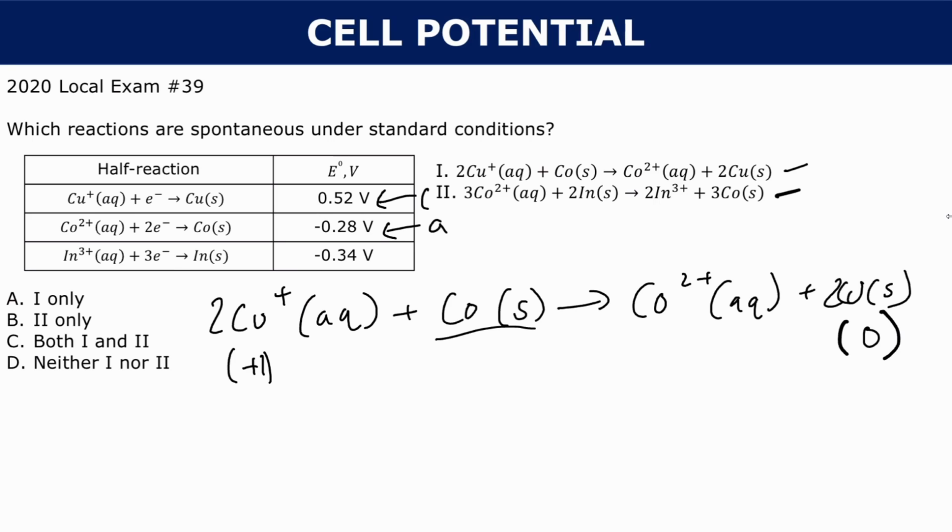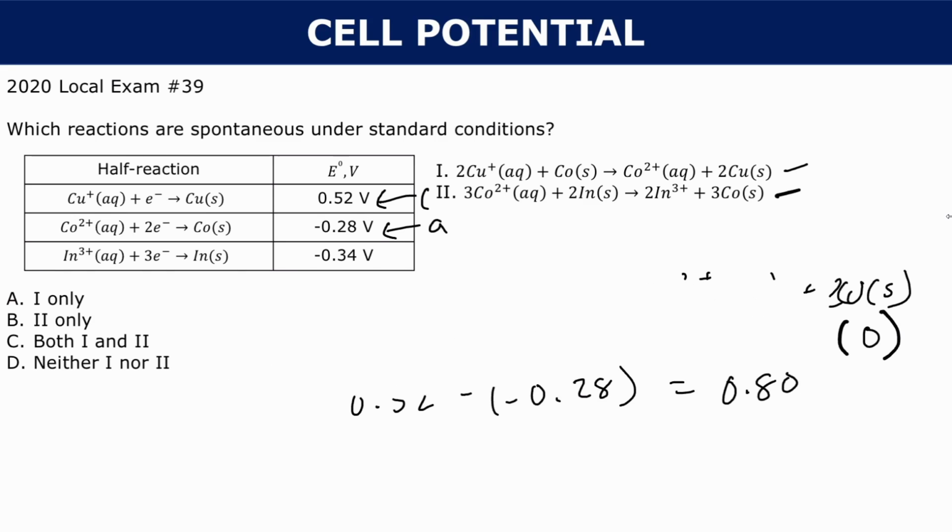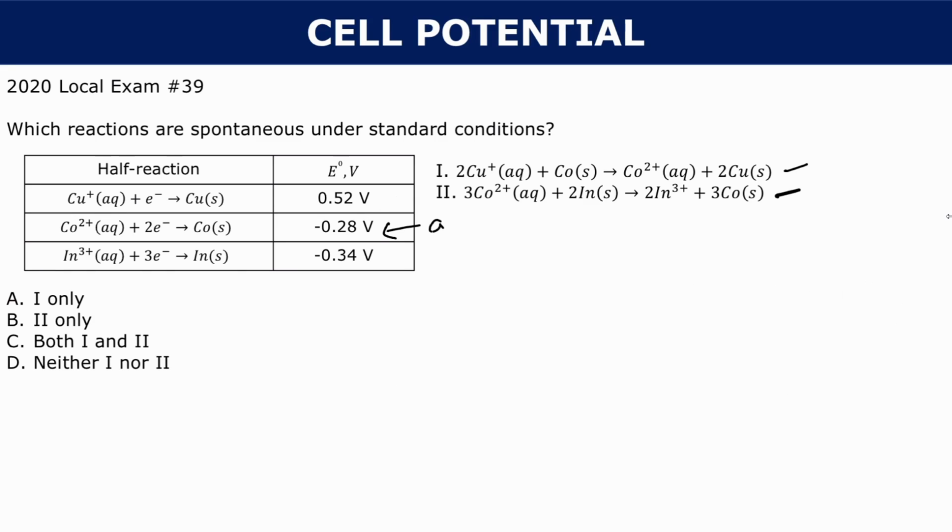So E cell is cathode minus anode, so 0.52 minus 0.28, and that's going to create what, 0.80? And since that's positive, we know that that reaction is going to be spontaneous. So 1 definitely checks out. 1 is going to be a spontaneous reaction, but we also have to check 2.